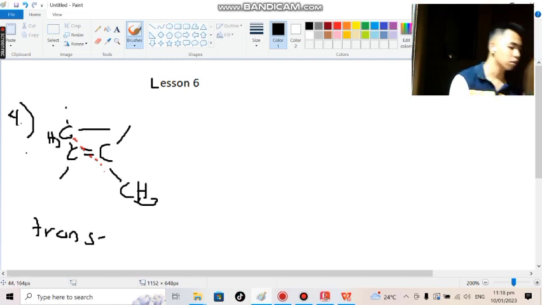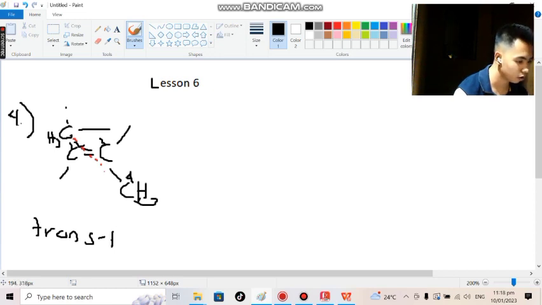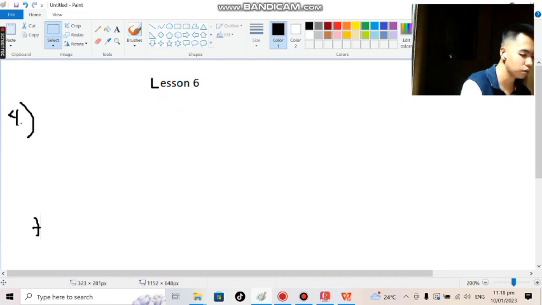we're going to include carbons as our parent chain, and then 3, and then 4. So this is a transbutene, and another example.